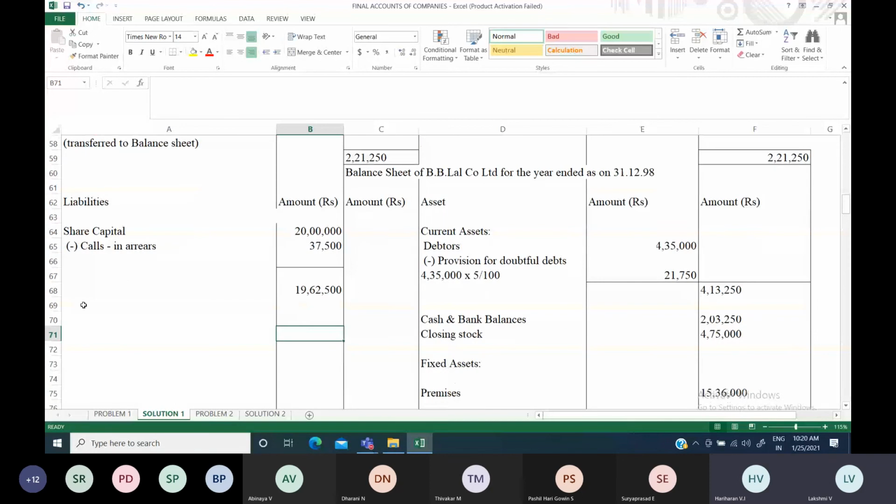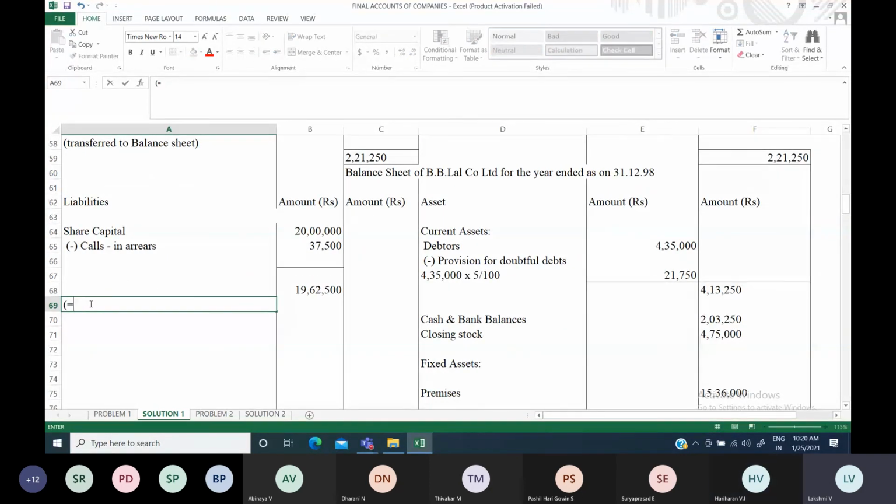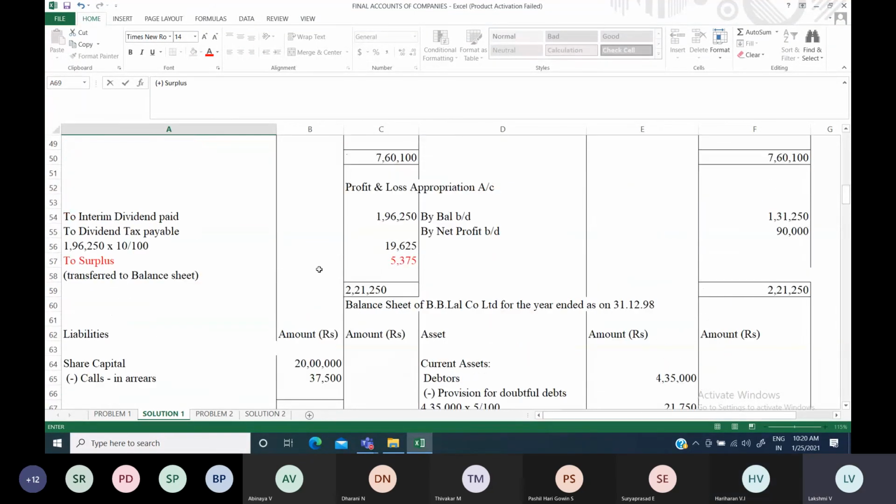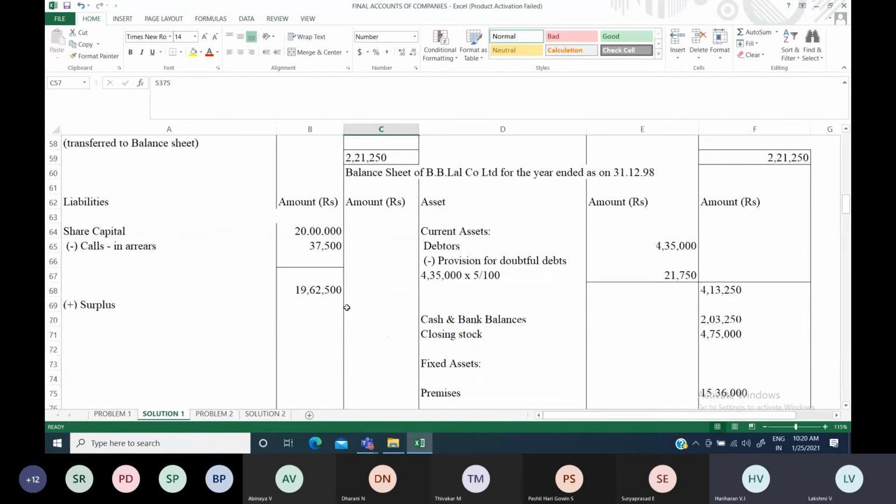Okay. Next, you have to add a surplus. Surplus, where it will be: P&L appropriation, 5,375. This one we have to add here. Add and show it under the final column, because here you don't have drawings like that. You don't have much detail actually. Okay. In a personal sole proprietorship business, maximum drawings, interest on drawings, all these will come. Here you don't have all those details actually. Okay, just find out and put it under the last column.